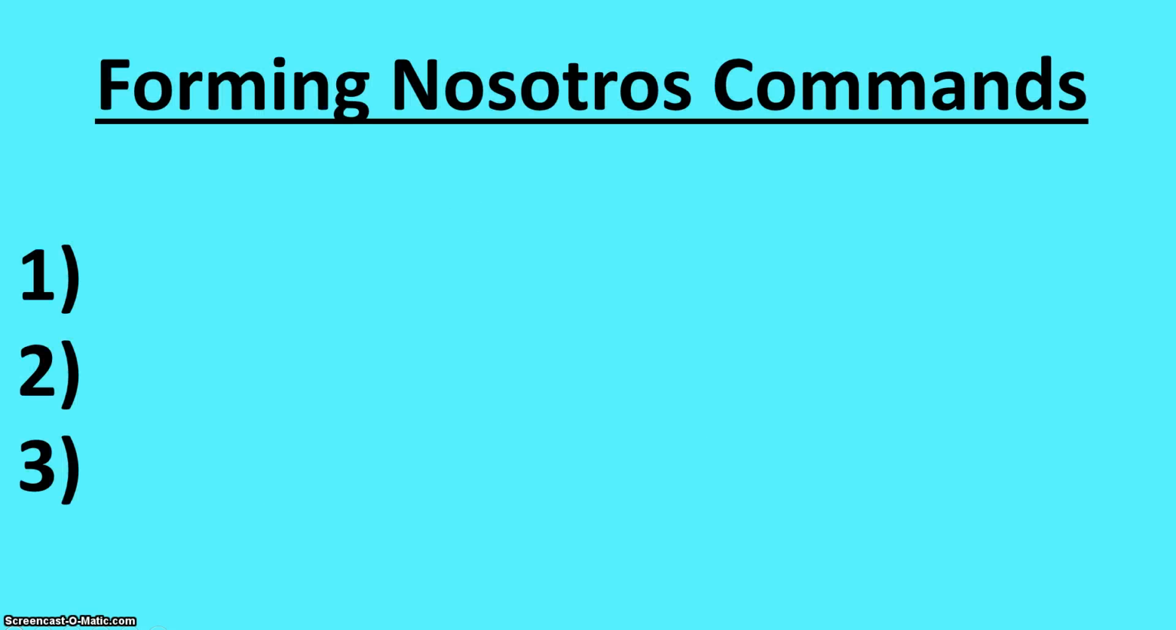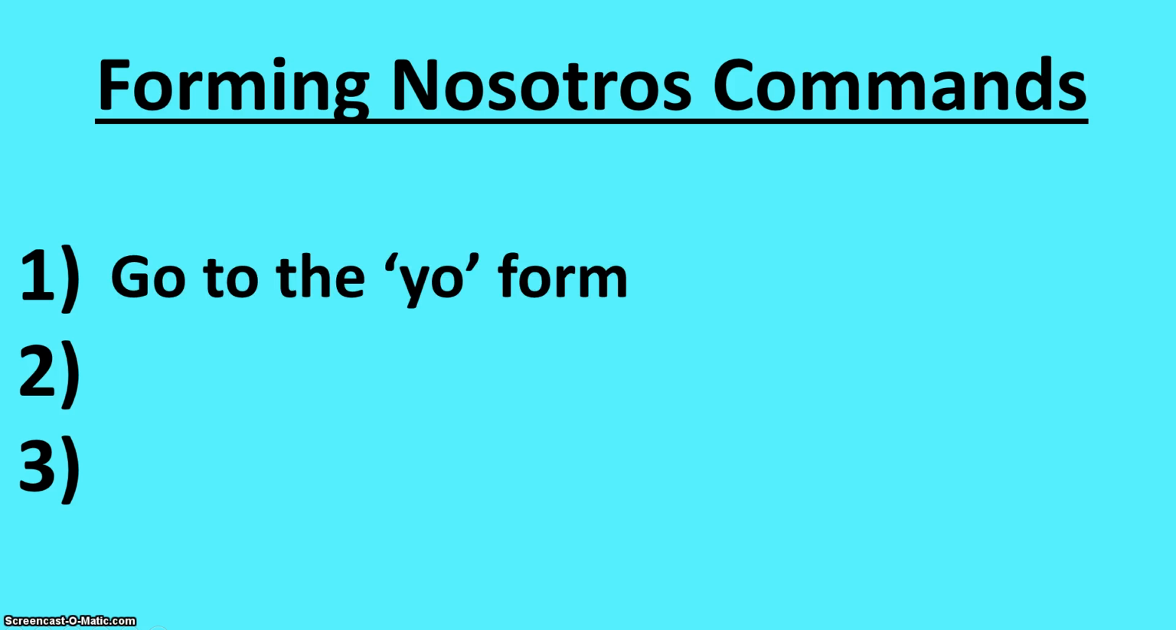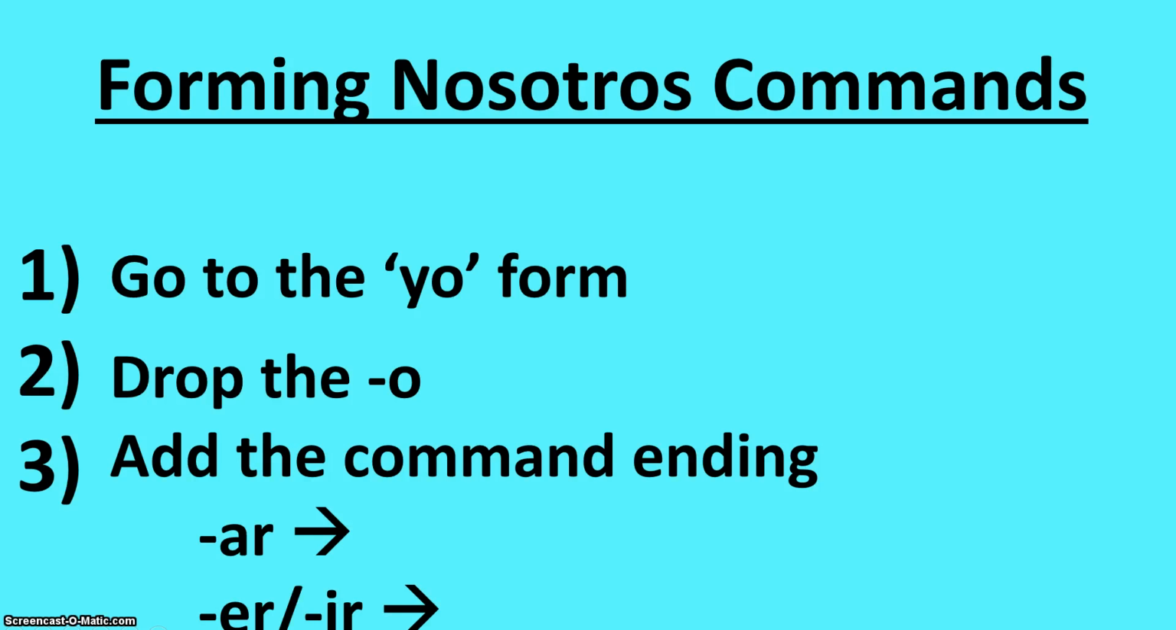And finally, we're going to talk about nosotros commands. We also have 3 steps in forming nosotros commands. The first step is go to the yo form. The second step is drop the o. And the third step is add the command ending, which for AR verbs is going to be emos, and for ER/IR verbs is going to be amos.